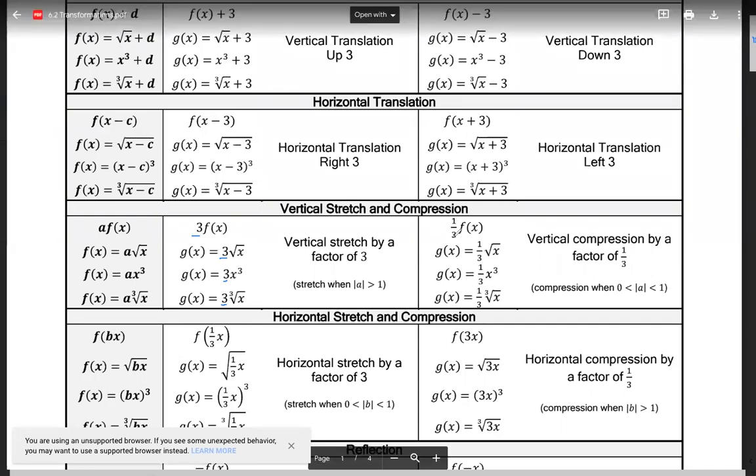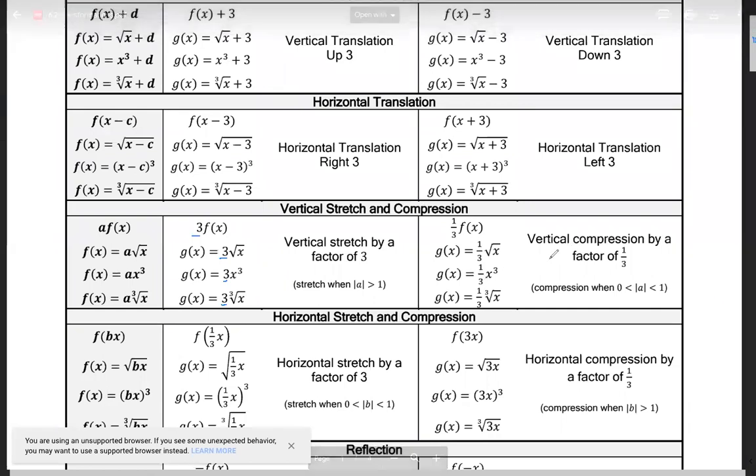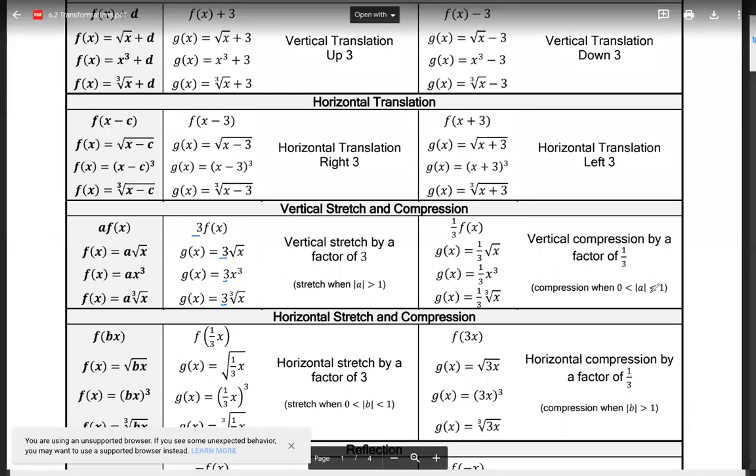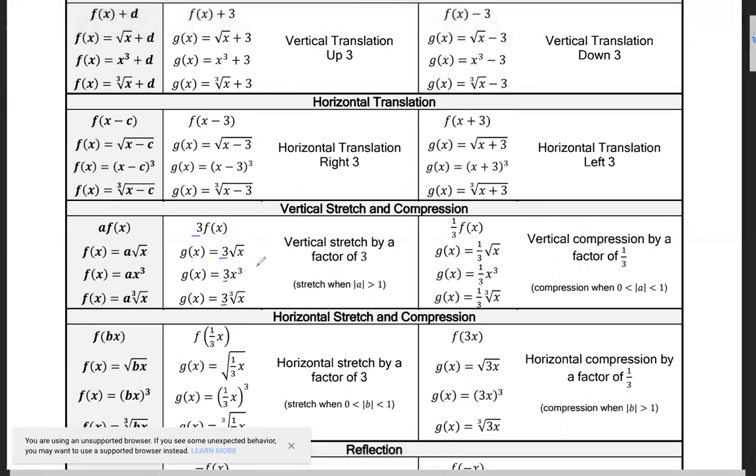And then it goes the opposite direction for vertical compression. Again, the numbers are in front, but now the number is less than 1, and so that makes it a compression. Basically, what you need to understand on a vertical stretch and a vertical compression real quick is that the line, or the vertex, wouldn't move.